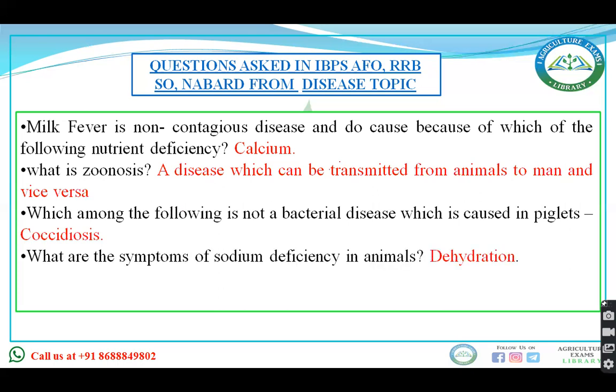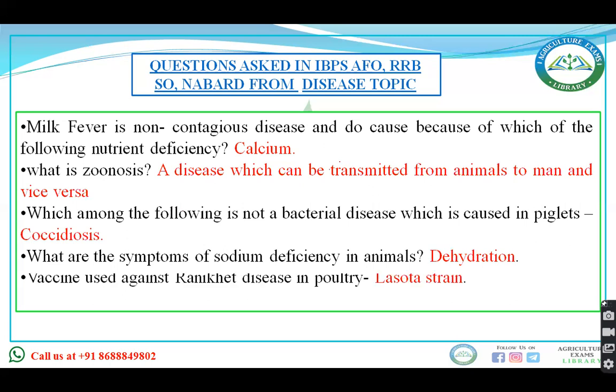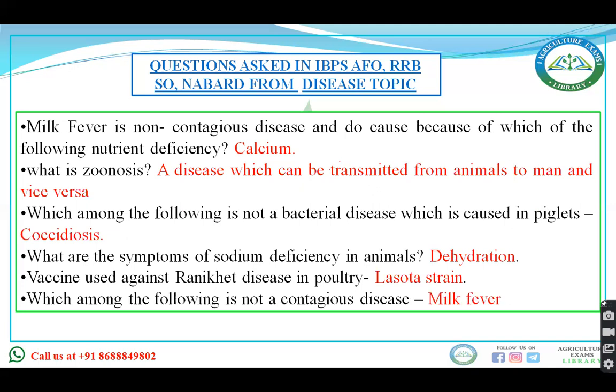What are the symptoms of sodium deficiency in animals? According to the options, it was dehydration. Which vaccine is used against Ranikhet disease? Ranikhet disease is a poultry disease, and the vaccine used is Lasota strain. Okay, which one among the following is not a contagious disease? Contagious disease means one which spreads by direct or indirect contact. That is milk fever, right? Milk fever is a deficiency disease.